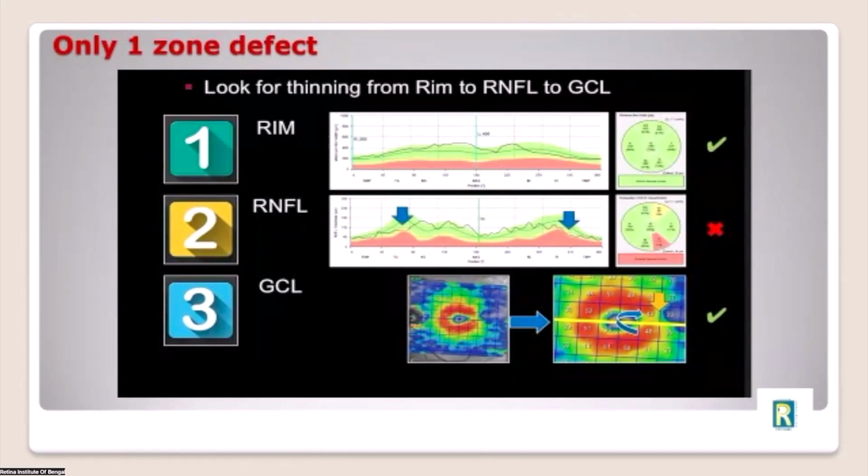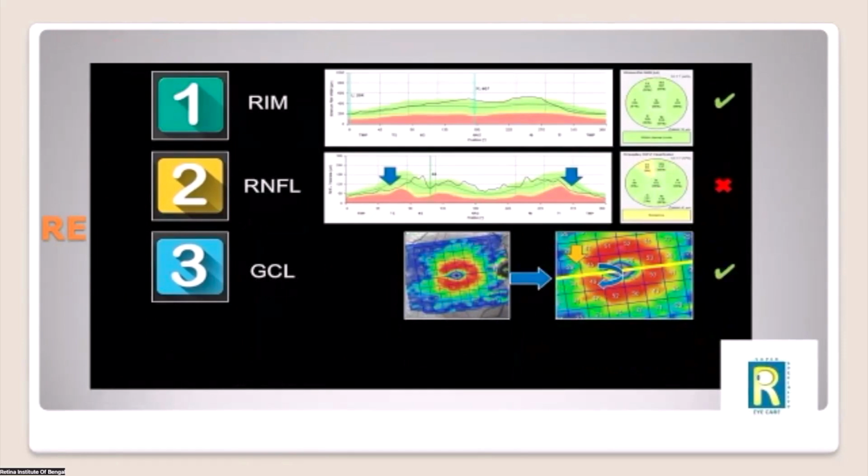Here in this picture you can see there is only one zone defect. There is a single hit in the middle, that is, the RNFL is defective, but the other two parameters are normal. So this is not glaucoma. Again, in the right eye you see the same thing. In the GCL there is no defect, there is no river and there is no melting of the glacier.